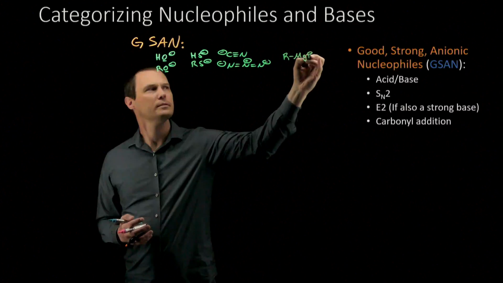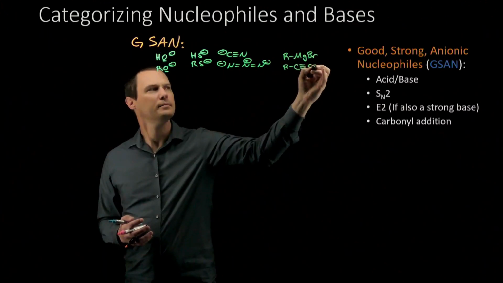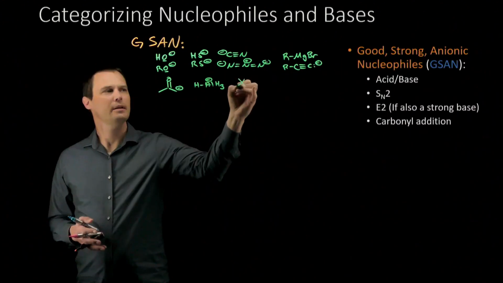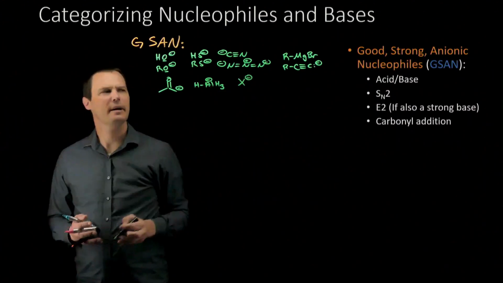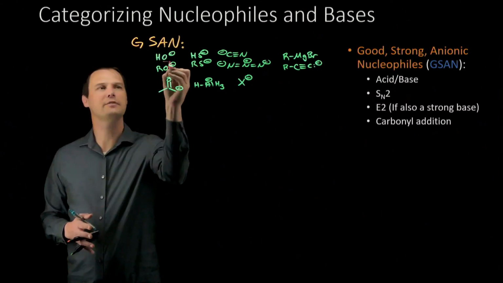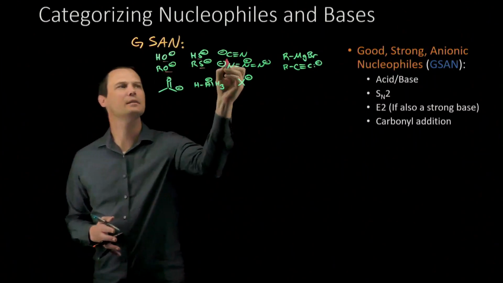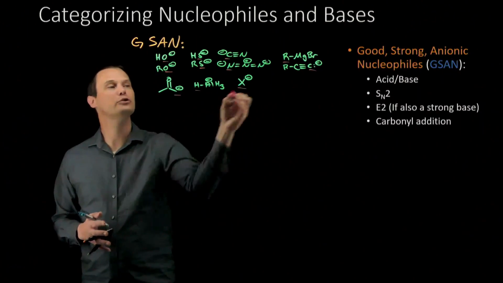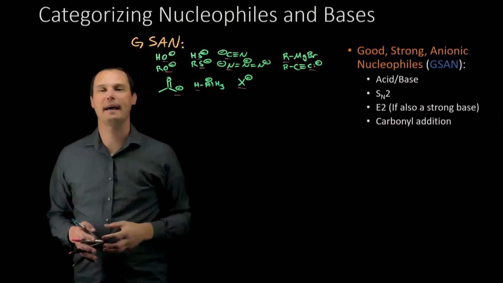Also Grignard reagents, alkyne anions, enolates, hydride reductants like lithium aluminum hydride, and even reagents like X-, although X-, a generic halide anion, is not strong enough to do an E2 reaction. All of these reagents have some kind of element in them that has a lot of excess electron density, a high concentration of electron density that makes them good, strong anionic nucleophiles able to directly attack things.